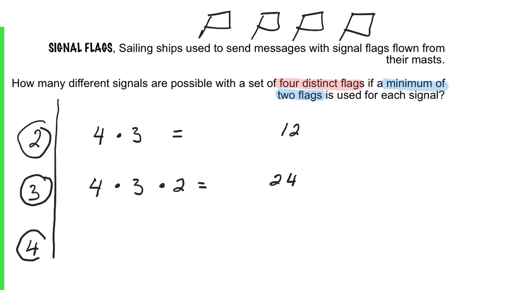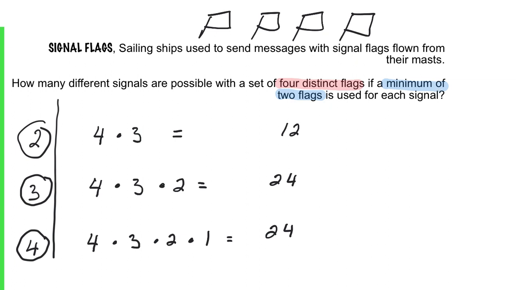In the last case, we're going to use all 4 flags this time. So to fly the first flag, you have 4 different choices. Once you've used it up, you have 3 different choices, and then 2. And then finally, you're left with 1 flag, so you only have the 1 choice. But that comes with the same number of 24.